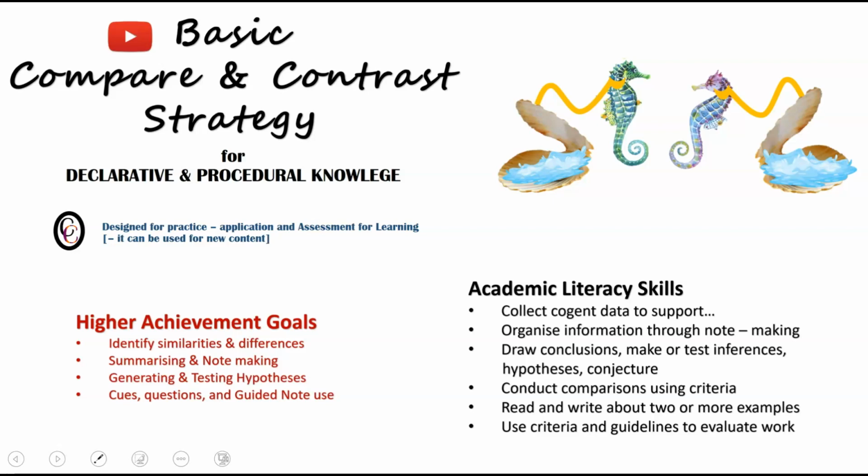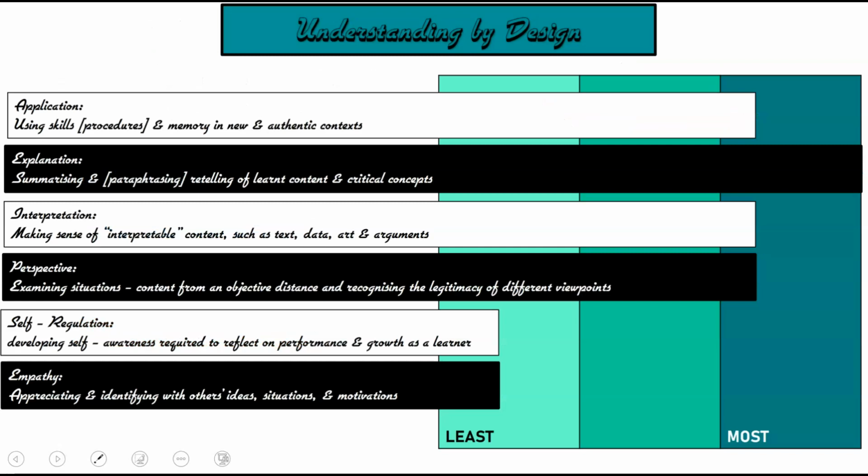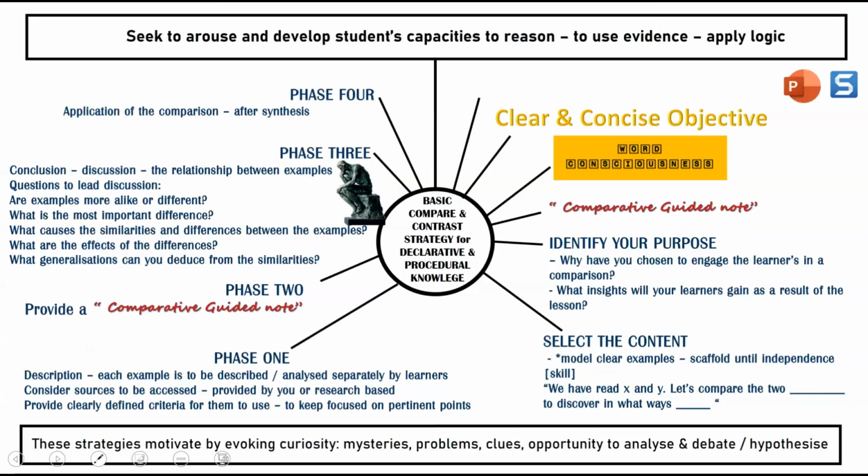And please remember, with contrasting and comparing strategies, you're actually increasing academic performance by 40%, according to cognitive psychologists. Your higher achievement goals, your academic literacy skills are included. There's your levels of understanding. So which levels of understanding are you really allowing to develop using this strategy?